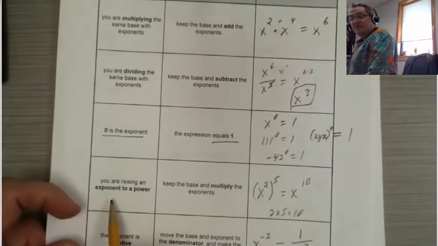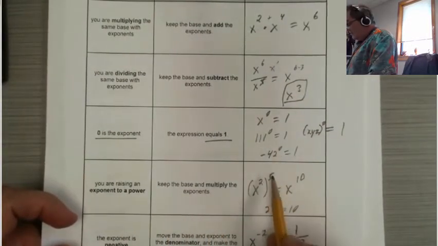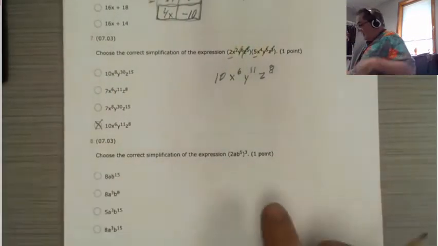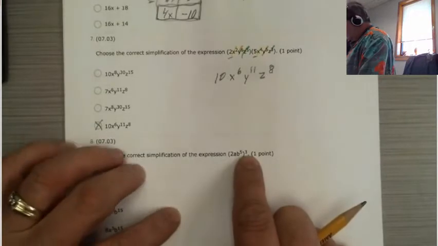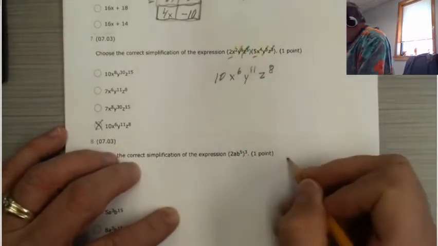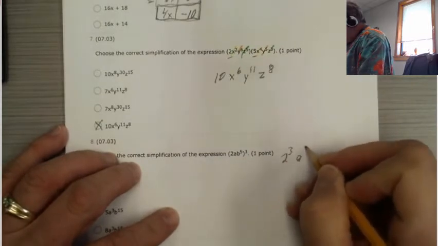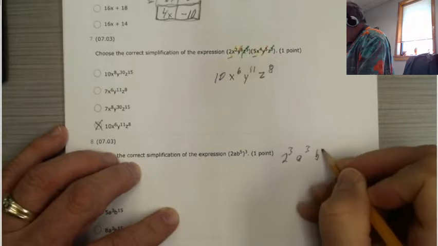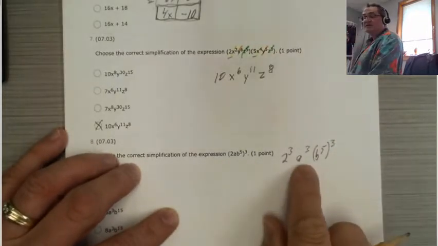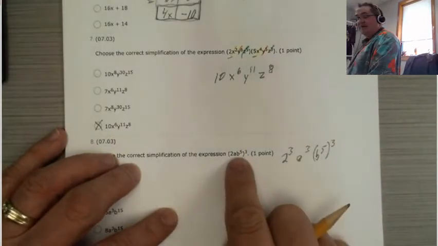This is an exponent to a power. You multiply the exponents. X squared to the fifth, we multiply 2 times 5. So, since there's multiple terms in here, 2ab to the fifth, all to the third, that's the same thing as 2 to the third, a to the third, and b to the fifth to the third. Everything inside the parentheses is being raised to the third power. The 2, the a, and the b to the fifth.